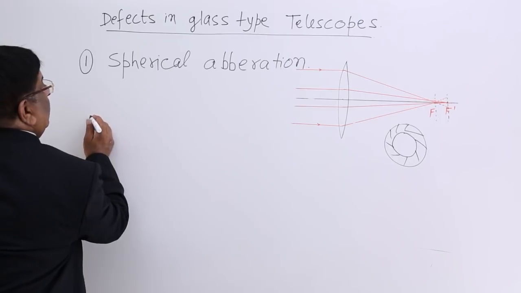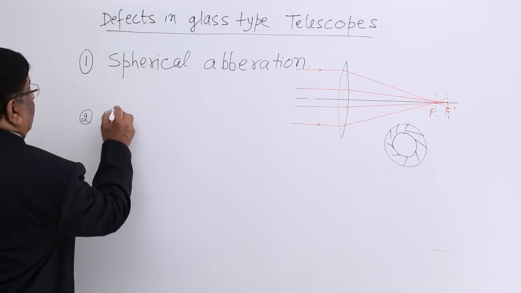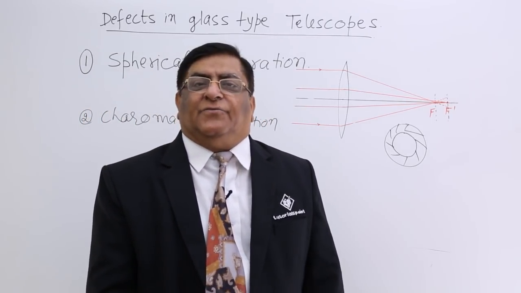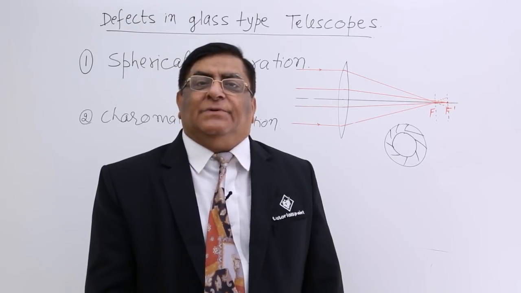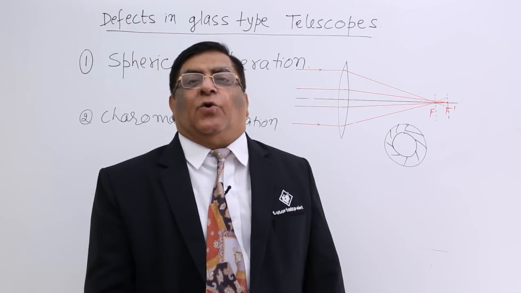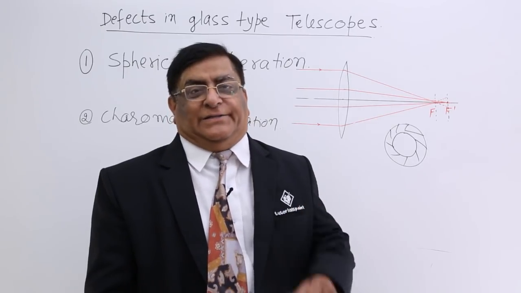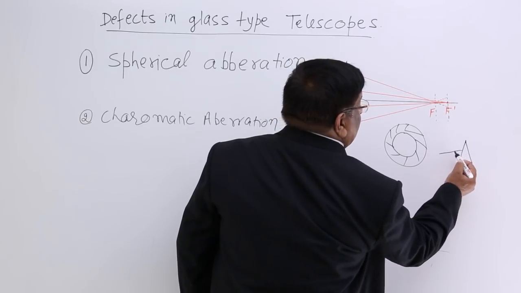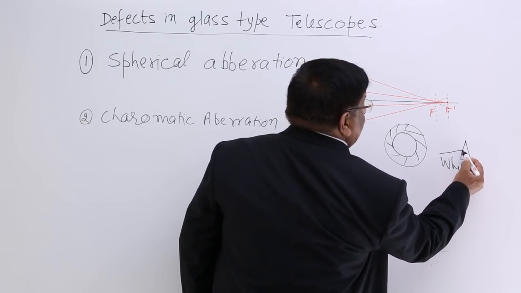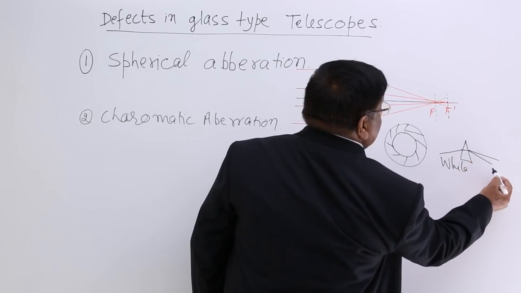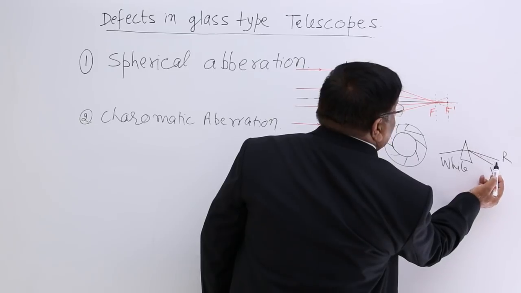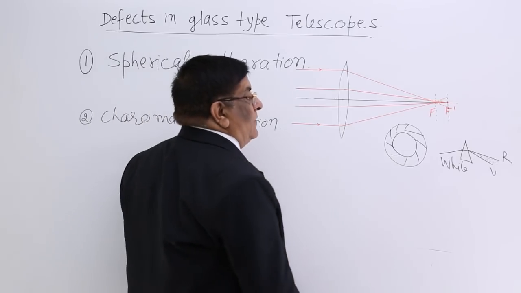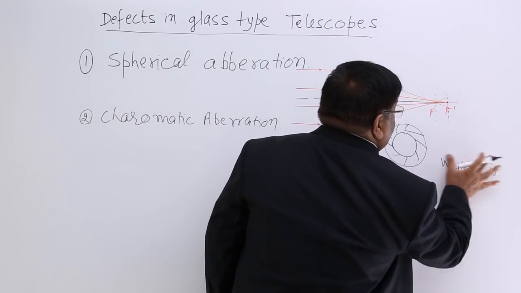Then we have a second problem in the lenses, and that is chromatic aberration. Okay, what is chromatic aberration? You have seen the action of a prism, and a prism disperses the white light into its component wavelengths, which we call colors. So in a prism, we see if this is white light, and here we get this. This is violet, this is red, and these are different colors. Separated.